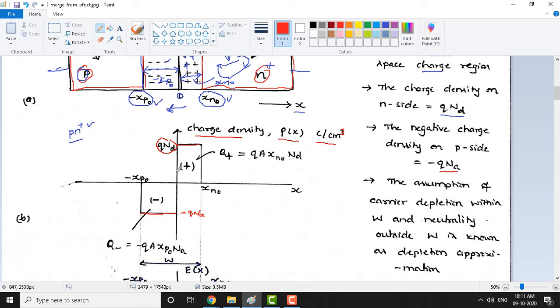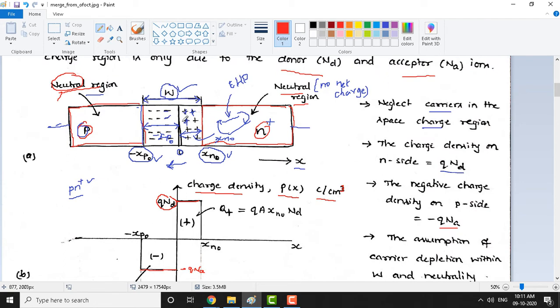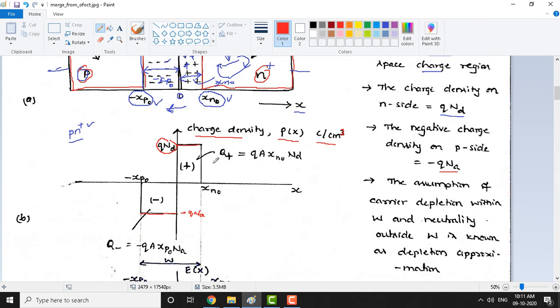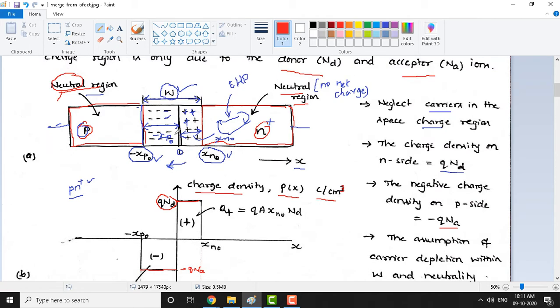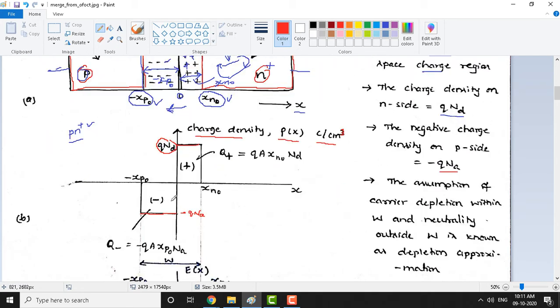Why is it negative and positive here? Any specific reason? The electric field always exists from positive charge to negative charge. This is the direction of the electric field we have shown, and whatever comes opposite to that, we take as negative. So this is negative here and this is positive. Another way to explain it is that there are negative ions here, therefore the charge density in this region is minus q times Na, and the charge density on the n side is q times Nd.